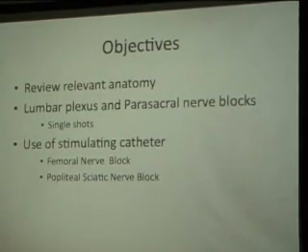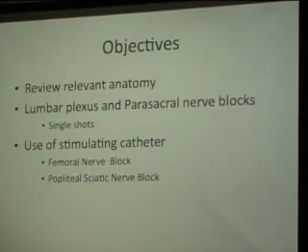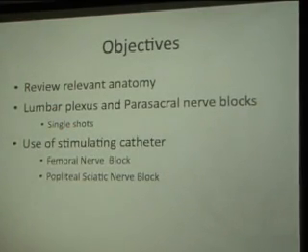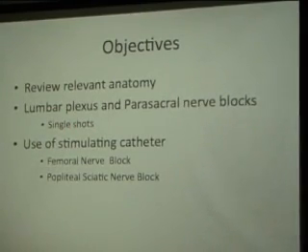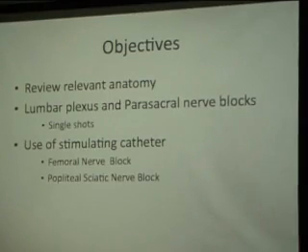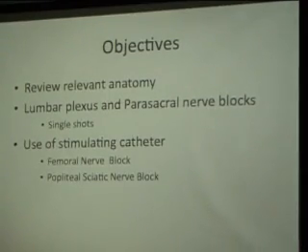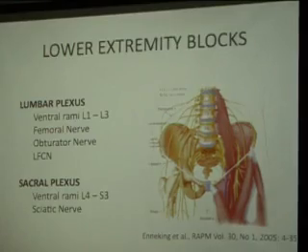The objectives of this lecture are to review the relevant anatomy of the lumbosacral plexus, and we'll be talking about the lumbar plexus and parasacral nerve blocks. I don't have videos for catheter techniques, but I'll be showing you single shot blocks for those techniques, and I will show you videos of a stimulating femoral catheter and a stimulating popliteal sciatic nerve block, of how we use ultrasound as well as the combination of stimulating catheters to put these blocks in place.